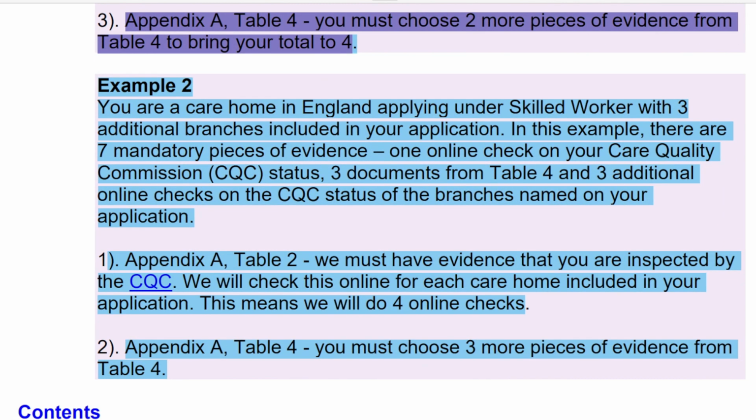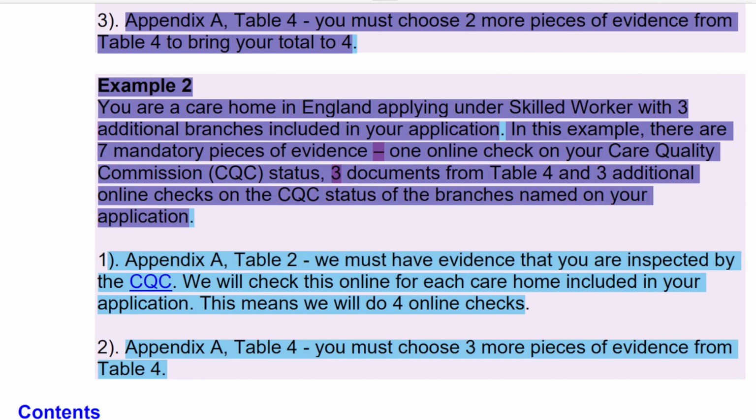Now let's discuss example number 2. You are a care home in England, applying under the skilled worker route with 3 additional branches included in your application. In this example, there are 7 mandatory pieces of evidence: 1. Check online on your Care Quality Commission status. 3. Documents from Table 4 and 3 additional online checks on the CQC status of the branches named on your application.